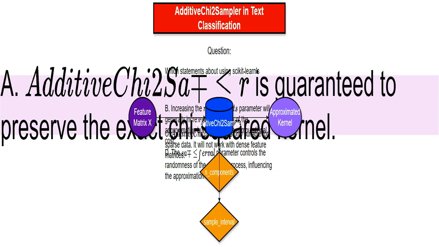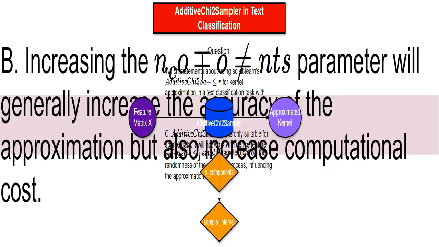AdditiveChi2Sampler algorithm. Statement A claims that AdditiveChi2Sampler perfectly replicates the chi-squared kernel, but that's not true. It's an approximation, not an exact copy. Increasing the number of components, (n_components), improves the approximation. More detail means a better result.